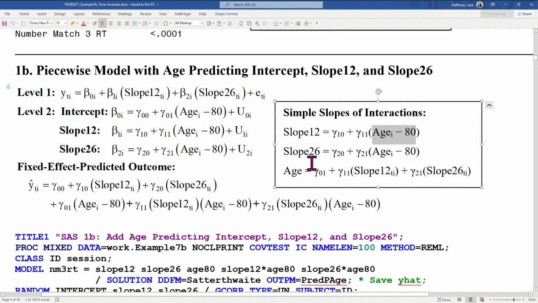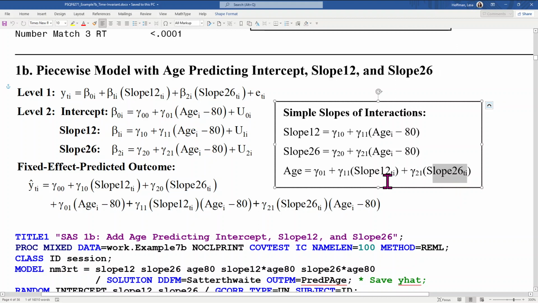The other way to think about these two-way interactions, rather than talking about how age moderates change, would be how the effect of age differs over time. So the only point at which these terms drop out is if they're 0, which would be at session 1, in which case the slope for age would only be the main effect. Otherwise, we would fill in multipliers that correspond to the coded values of slope 1, 2 and slope 2, 6 when they were initially created.